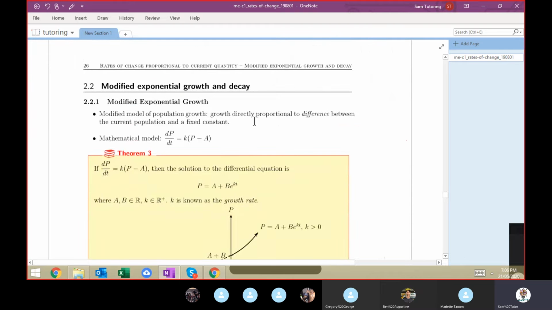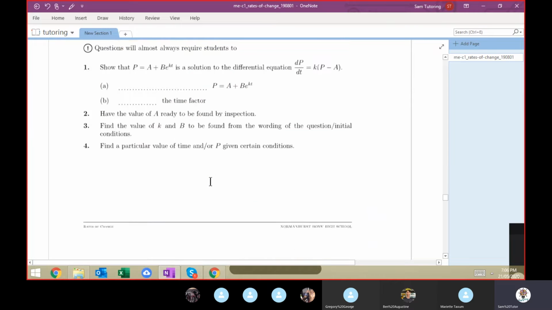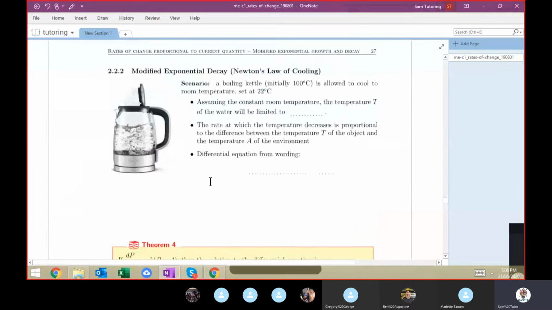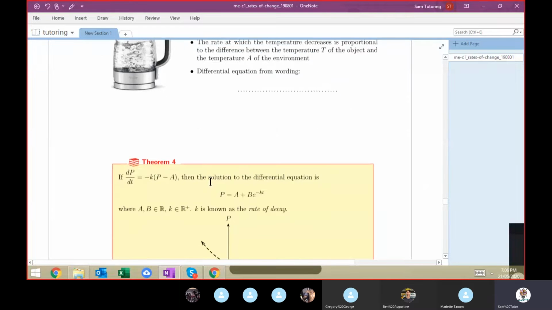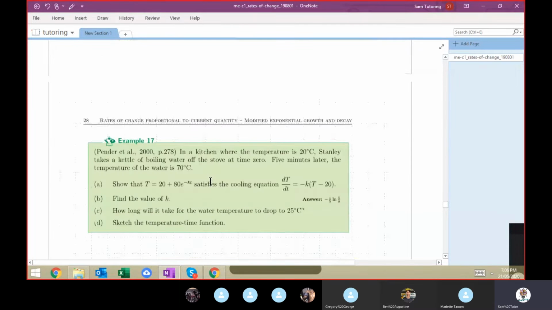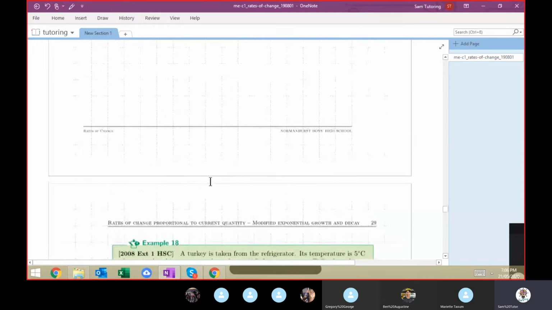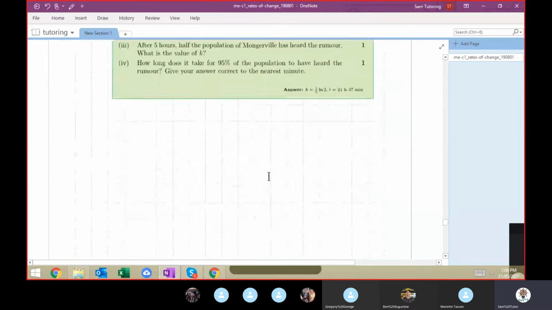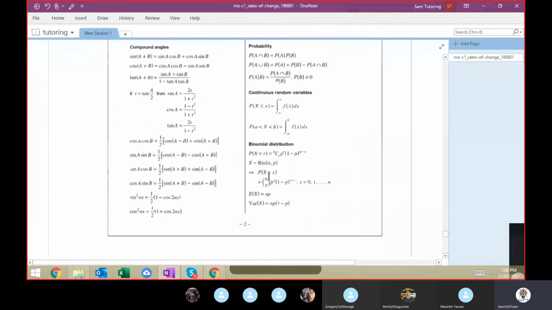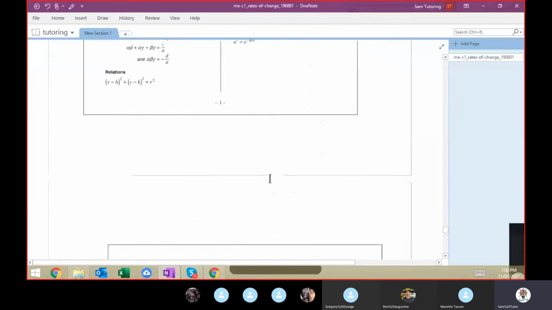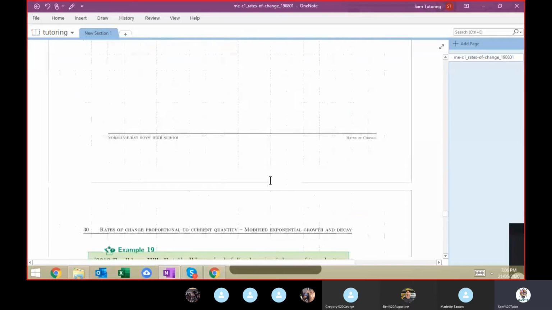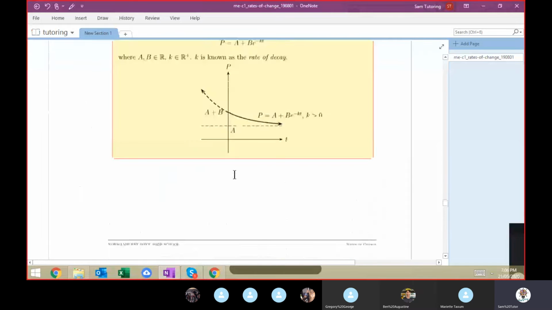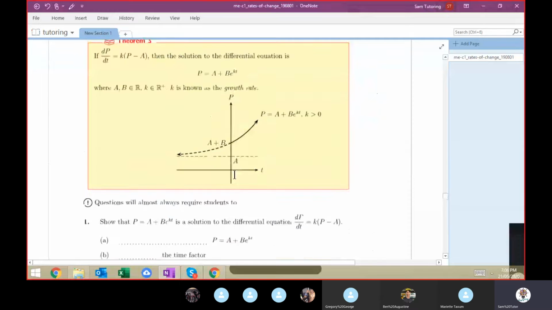Modified exponential growth and decay. All right, we can do this. Let's do it, some Newton's law of cooling. Beautiful. And is that the last bit for growth and decay? Yes, it is. That's just your reference sheet. Cool. So the last bit of exponential growth and decay, which should be pretty much just Extension 1 now.